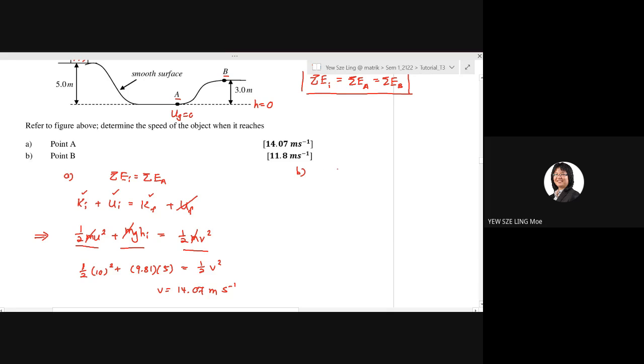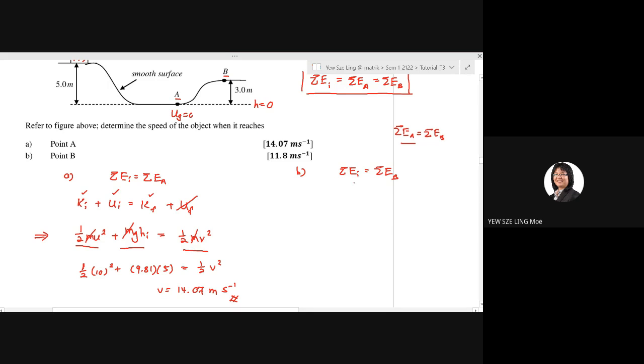For point B, you can use the summation of E initial equals the summation of E at B, or you can even use the summation of E at A equals the summation of E at B. Both are accepted. But now I'm going to use the summation of E initial. Actually, I encourage you to use the summation of E initial because we don't know whether we made any careless mistake in question A. If you have a careless mistake and got the wrong v, then your question B would be wrong too. So to prevent any possible careless mistake, I always use the initial state rather than the summation of E at A in my calculations.